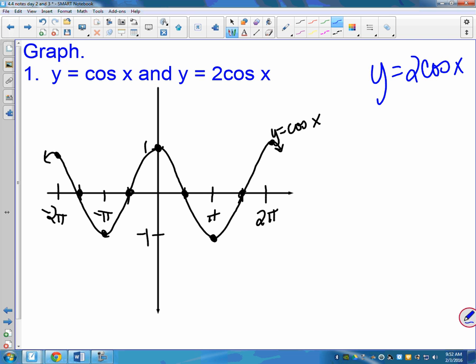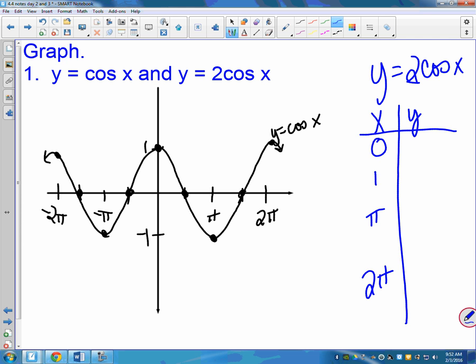What's going to happen to all those values if I multiply by a 2 in the front? Am I still going to pick my same values for x that I picked before? My period's still 2 pi. It's still going to take me that long to complete the circle. So I'm still going to pick 0 to 2 pi, and halfway in between there, and halfway in between there. What happens now when I plug 0 in here? I'm going to get 2 times the cosine of 0. What's the cosine of 0? 1, but now I'm going to get 1 times 2, which means now I'm going to get 2.